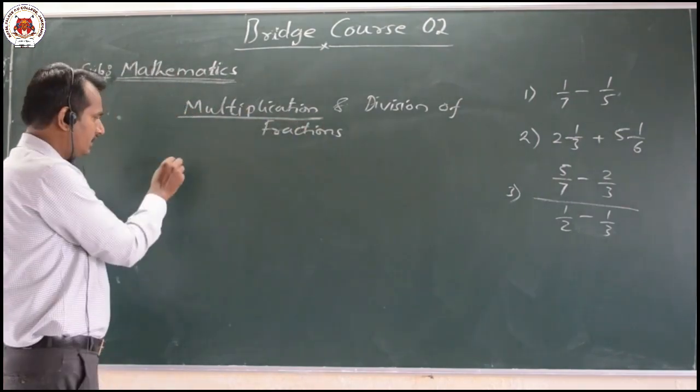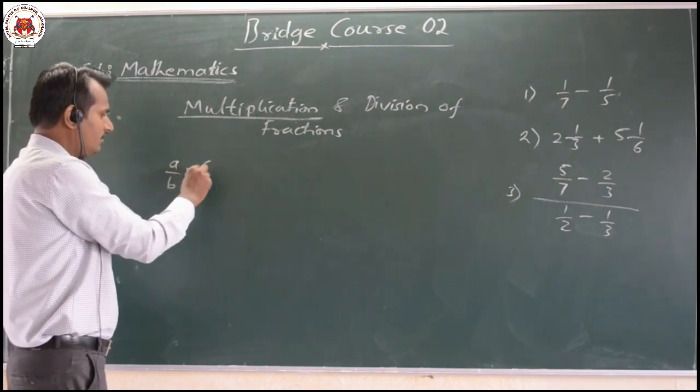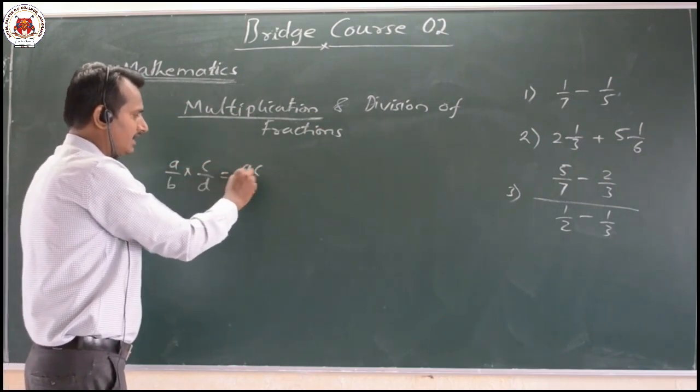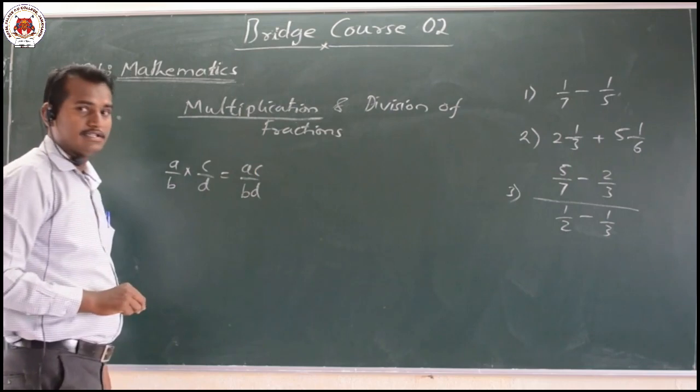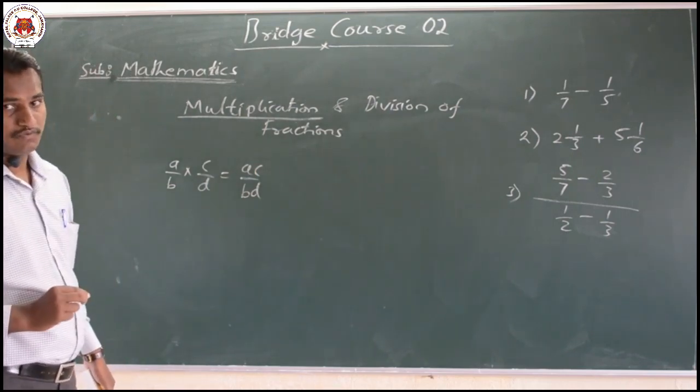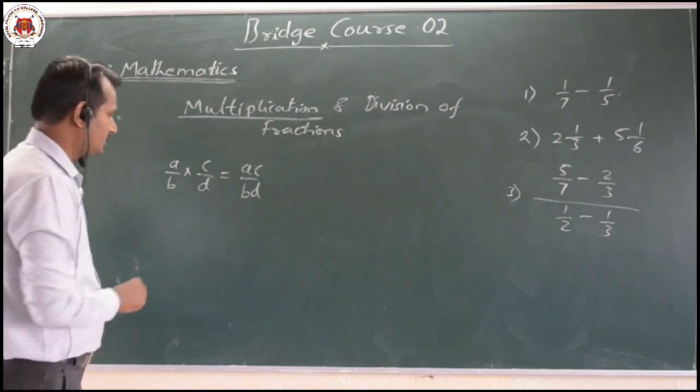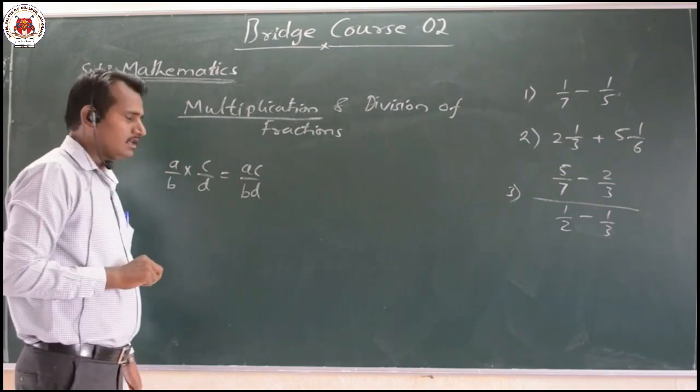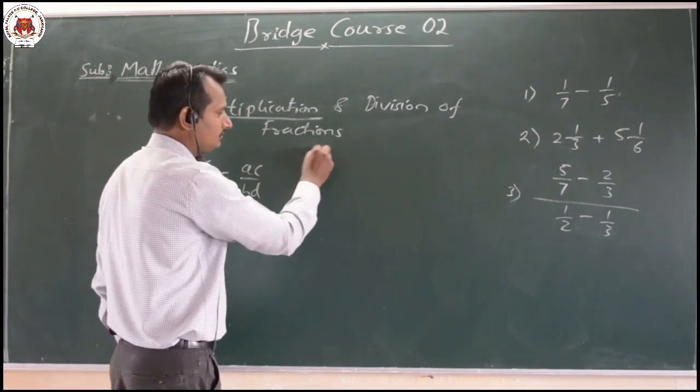Multiplication of two fractions. Let us take it as a by b into c by d. That is nothing but ac by bd. This is all related to our multiplication of two fractions. Let us have a simple example related to it.